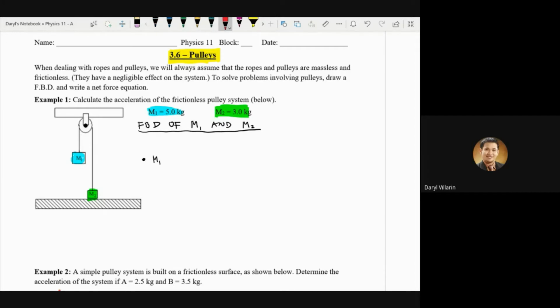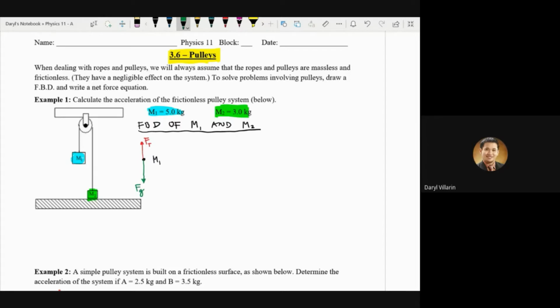Well, this M1 is attached to a string. So there must be a tension force. Okay, so I'm going to call that one FT. And again, for any object on Earth, this particular object should be taken as being on Earth. So you have Fg, or the weight of the object.